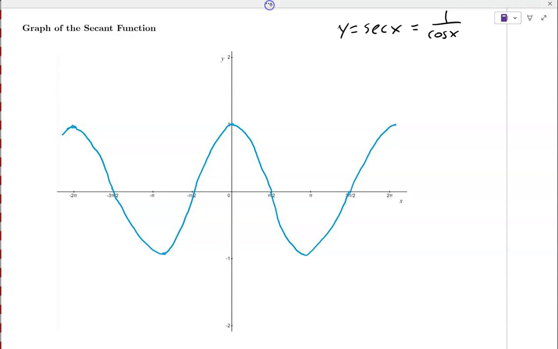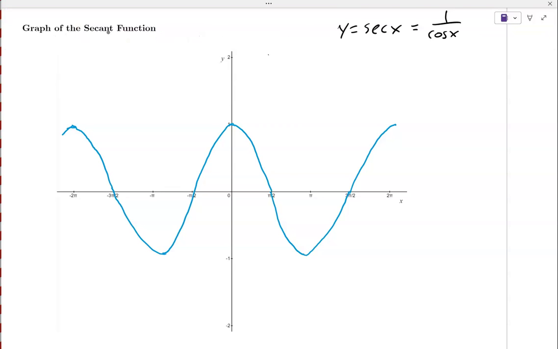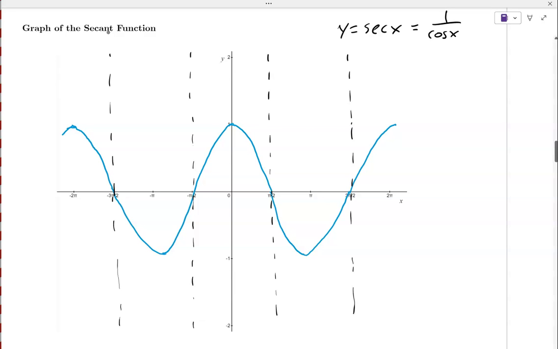I've already put them on there, so I'm going to go back here and change my color. We know there's going to be a vertical asymptote right here, one right here, one right here, here, and so on. We're going to get a vertical asymptote every time that cosine is equal to 0.